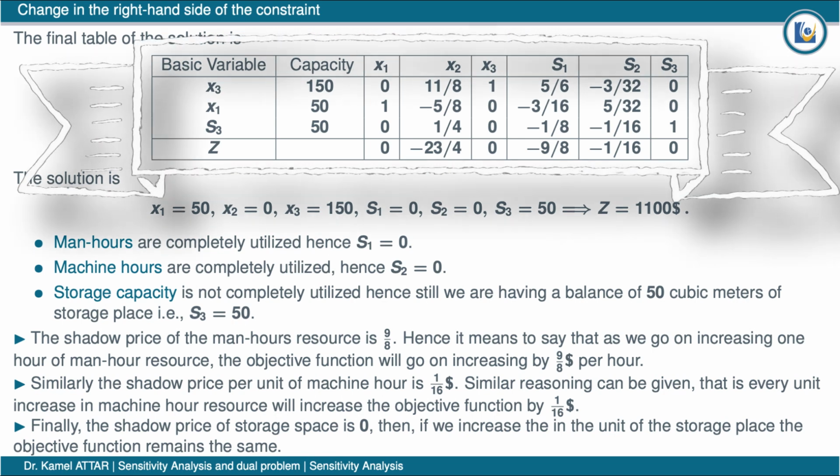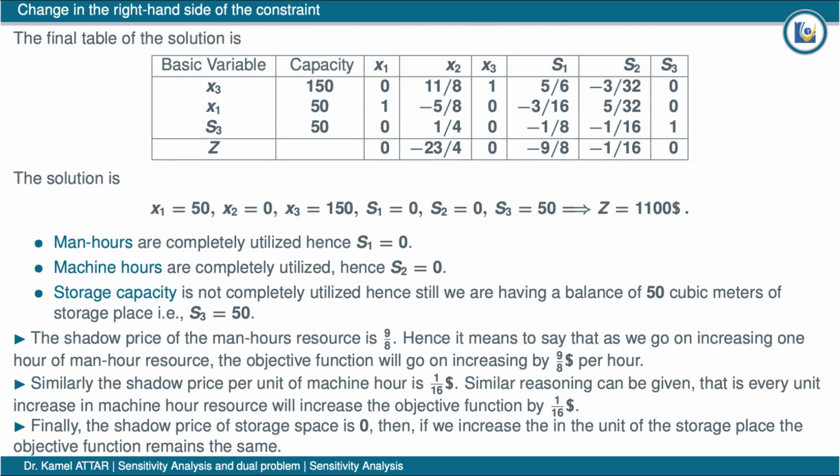According to this table, the shadow price of man-hours is 9/8. It means that each hour increase in the man-hour resource will bring in $9/8 more profit per hour. Similarly, the shadow price per unit of machine hour is $1/16, and that of storage space is 0 per cubic meter. Similar reasoning can be given. That is, every hour increase in the machine hour resource will increase the objective function by $1/16 per hour.